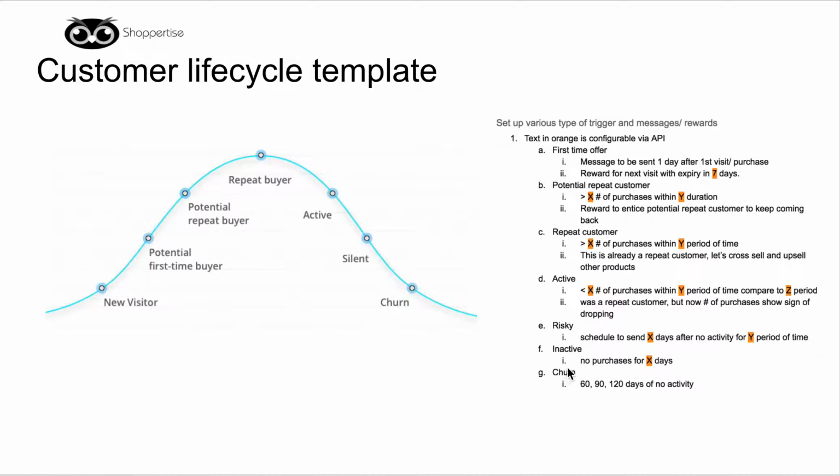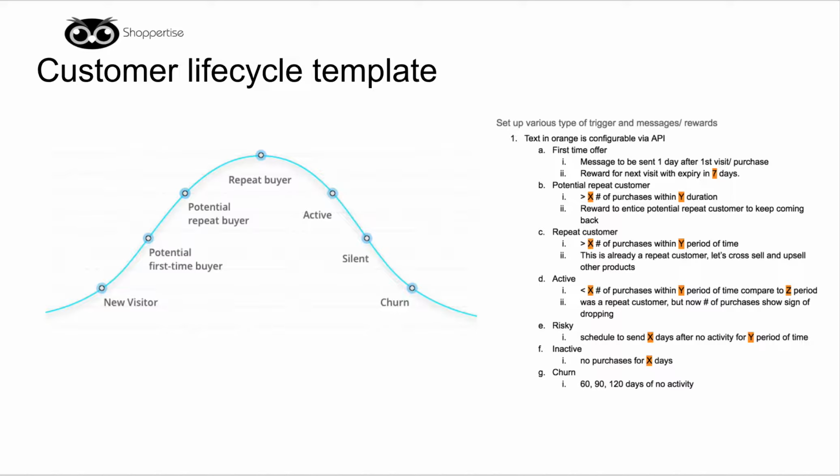Or whether they have churned out. So 60 days we send something. If there's no response, maybe it's 90 days we can send something, something that they cannot resist, something that they cannot say no to, something that's too good to be true. Maybe something like a 50% discount, for example. I don't know. It depends on the customer, depends on the merchants, what kind of promotion they want to do.